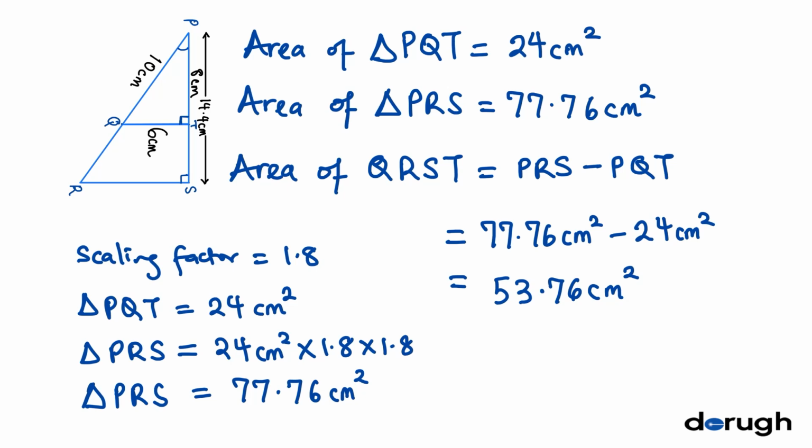In the same vein, if you want to use it for volume, you just say the cube of the scaling factor. So it would be 1.8 times 1.8 times 1.8 if this was a 3D shape, but it's a 2D shape. So we can only find the area.